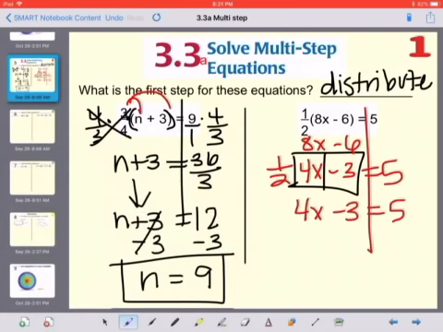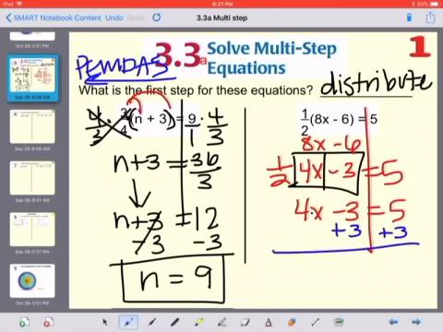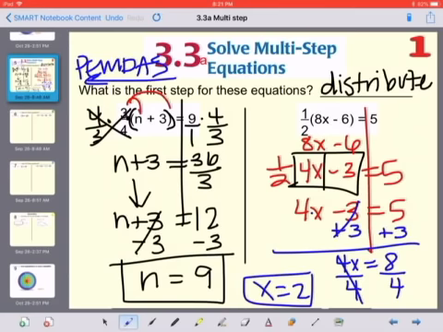So next, getting rid of adding and subtracting first. Remember, we're doing our order of operations backwards. We're getting rid of adding and subtracting. This is multiply, so not the 4 yet. Add 3. So we have 4x equal to 5 plus 3 is 8. And then divide by 4. X should equal 8 divided by 4, which is 2. If you want, plug it back in for x and see if your answer gets 5. It should work out.